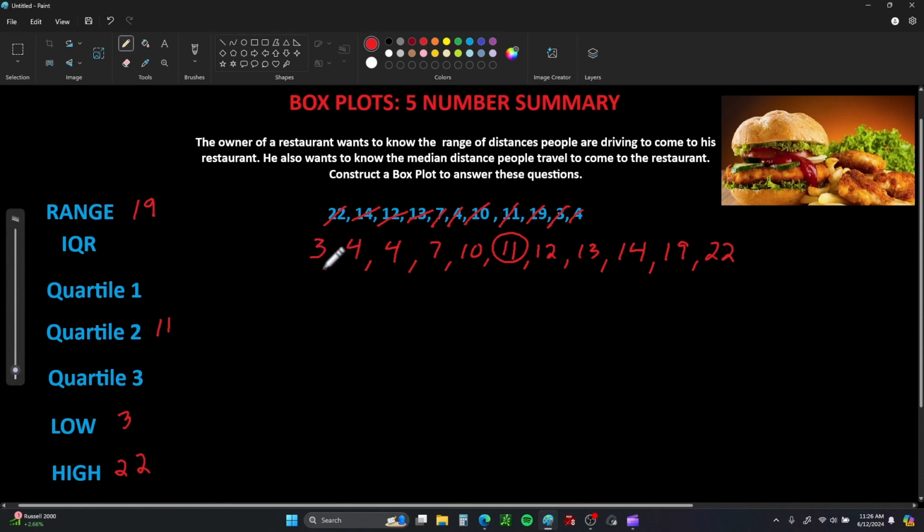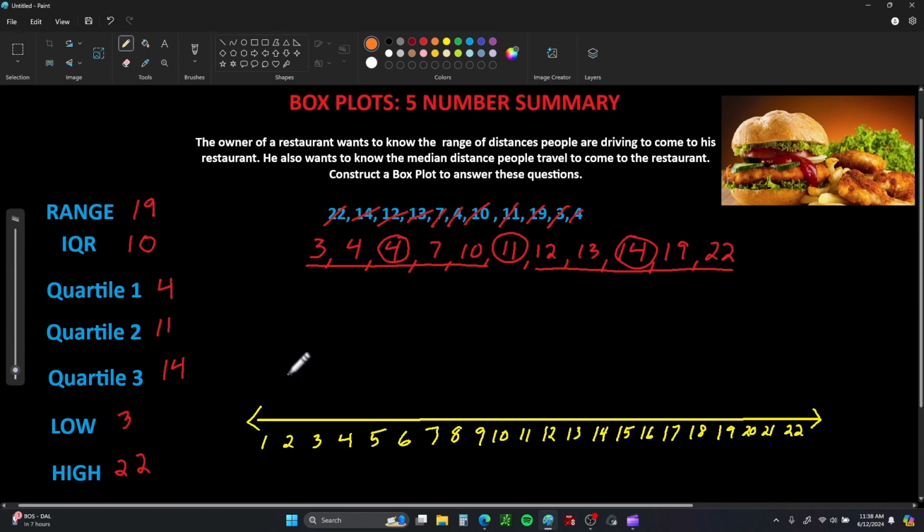So I need the middle of the first half of the set. That's a 4, that's Q1. And I need the middle of the second half. That's Q3. 14. And then my IQR is Q3 minus Q1, so that's a 10. Now I have all of the numbers necessary to construct the box plot. The next thing I'll do is construct a number line.